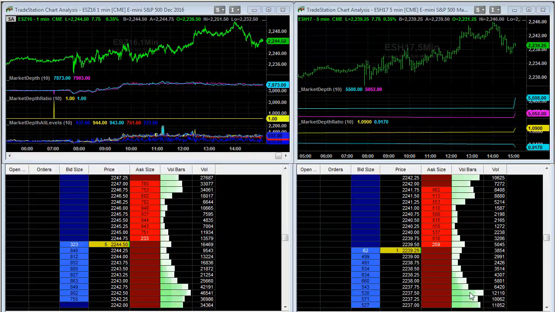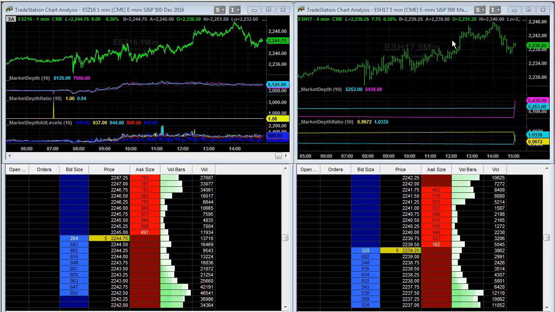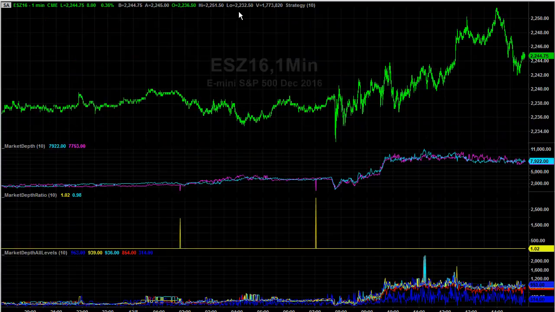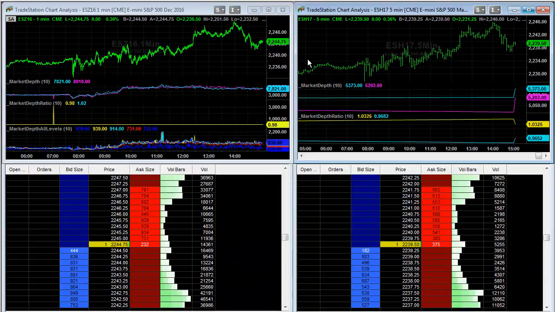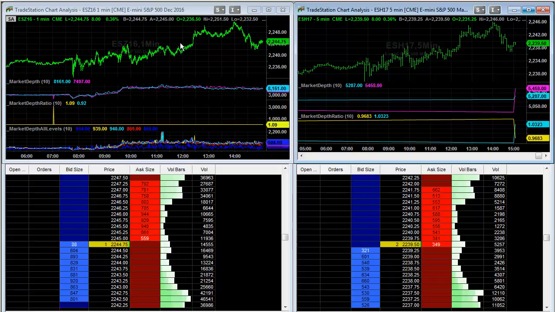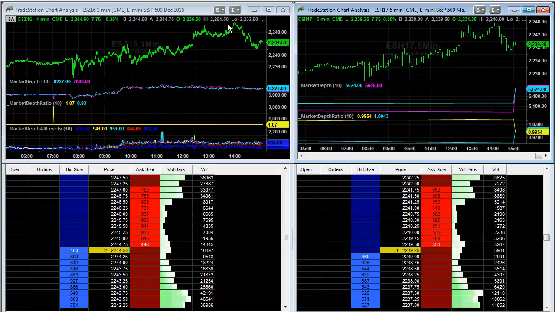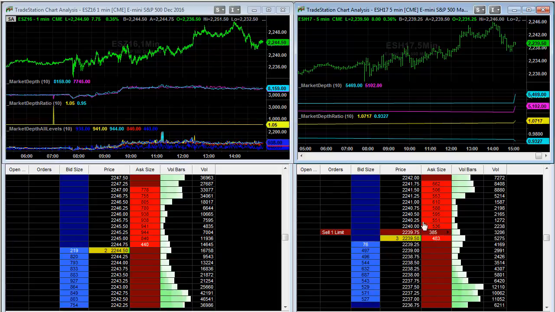And over here is the order book for the March 2017. The volume on December so far today is 1.7 million, and the volume on the March is 670,000. So roughly 3 times as much. But the reason we're trading the March, the second Thursday of the month being the traditional rollover, is that we're not as concerned about the total volume traded as we are the order book.